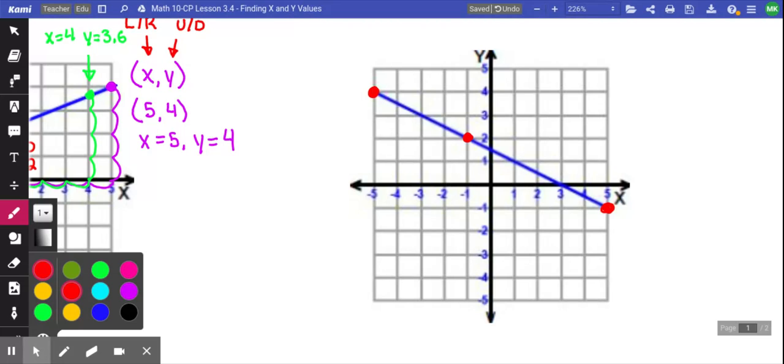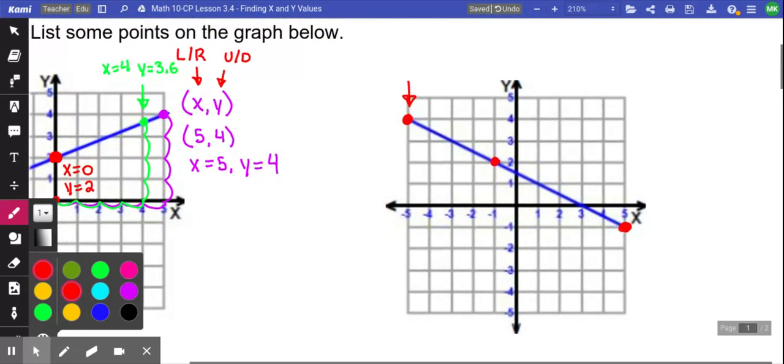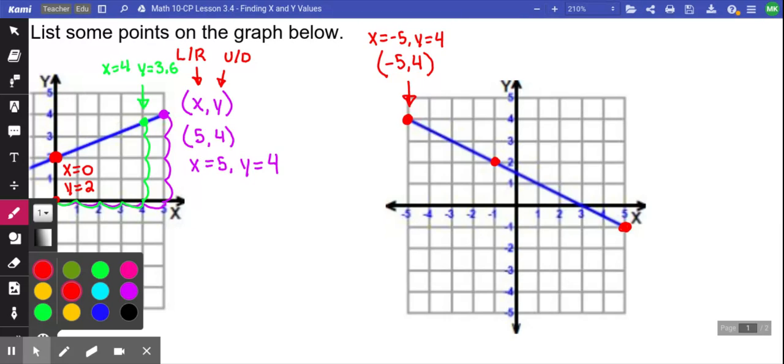Cool. Hopefully you did that. This one would have been 5 to the left and then 4 up. So we should say -5, 4. Or you could also write it as x equals -5, y equals 4. This one right here, we would describe as x equals -1, because I went 1 to the left, and then y equals 2. If you wanted to write that a little simpler, we just go -1, 2.